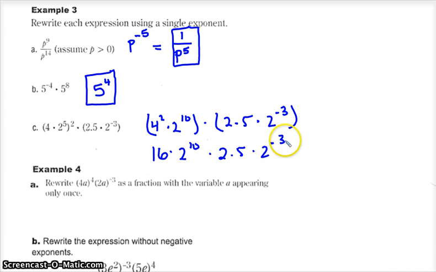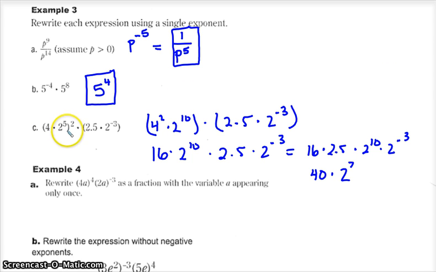Using the commutative property, I can rearrange my multiplication, and I see I do 16 times 2.5 times 2 to the 10th times 2 to the negative third. This will give me a final answer. When I multiply 16 and 2.5 together, I will get 40 times 2 to the 7th.